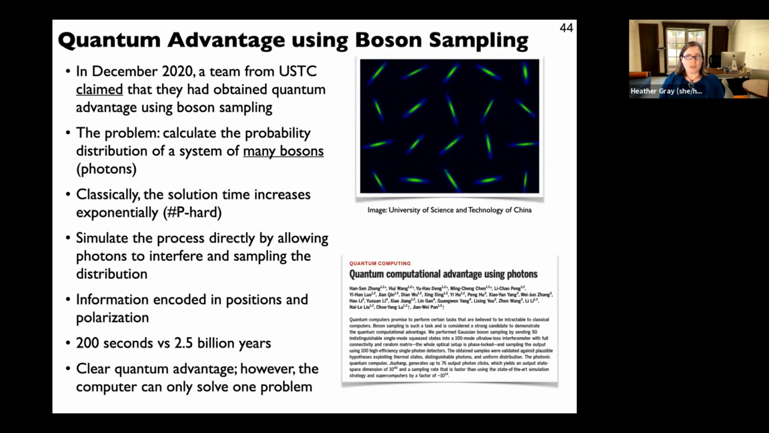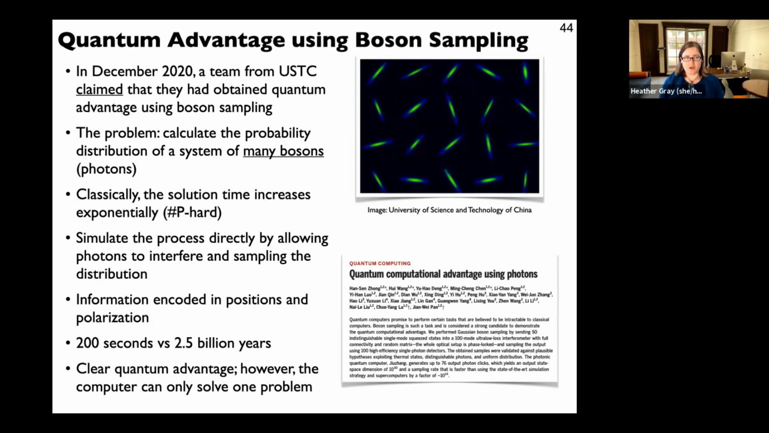And what you can do with a photonic quantum computer is you can really simulate the process directly. You can allow the photons to interfere, and then you can sample the distribution. And you're really encoding the information in the system in the positions and the polarization. The time it took them was 200 seconds, and they claimed that it would be 2.5 billion years on China's Taihu Light supercomputer, which at this time was the world's 4th largest supercomputer.